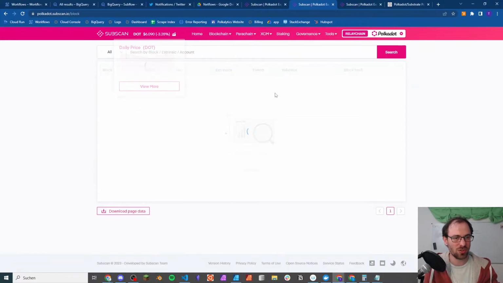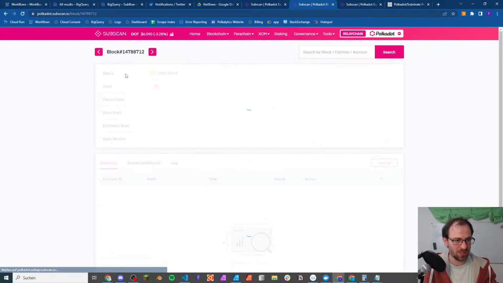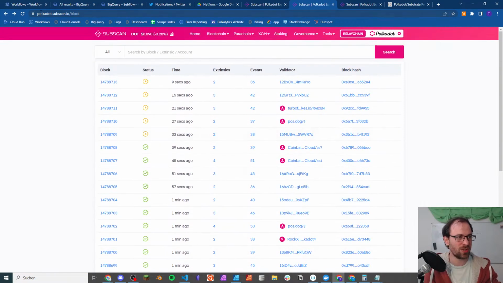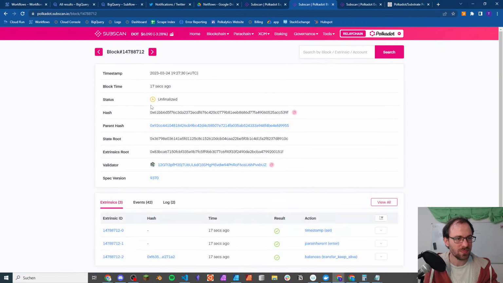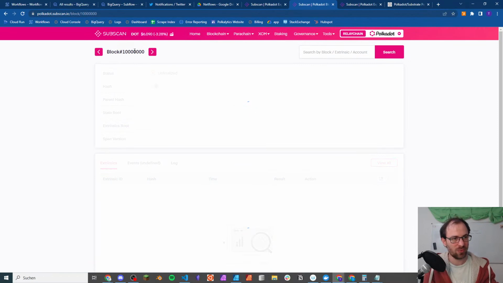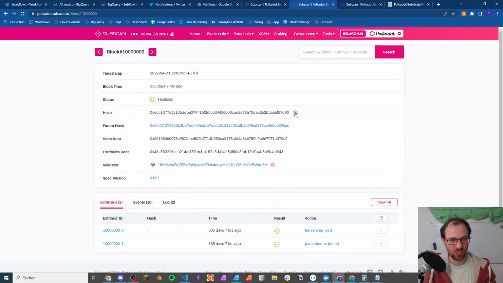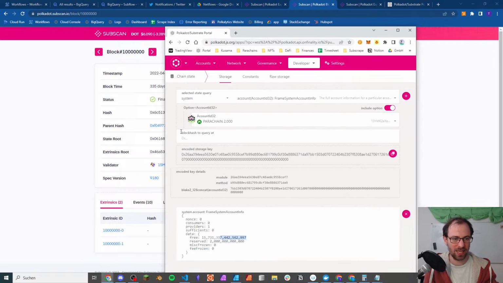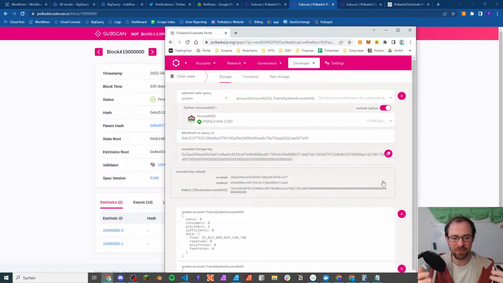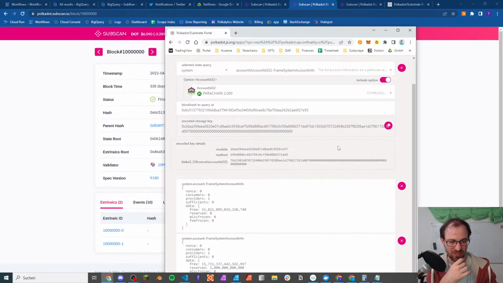Now you can look at a certain block, for example, this block here. Wow, we're lagging behind the finalization. Not too much, but a little bit. And you can pick any block, so you can pick block 10 million. When you have block 10 million, you can take the hash here and put the hash in here. Then you can pick the state at block 10 million and see how much DOT was in the account at that point in time.